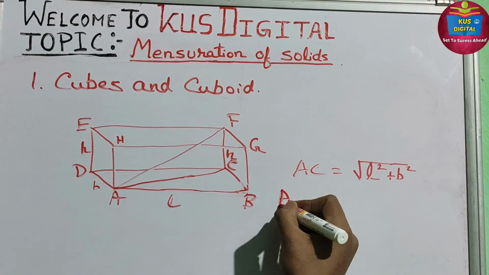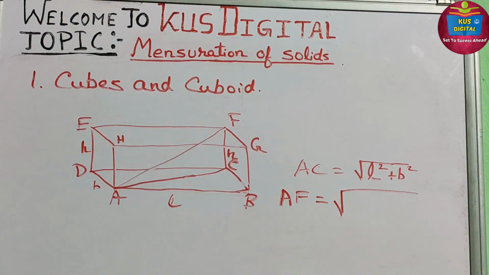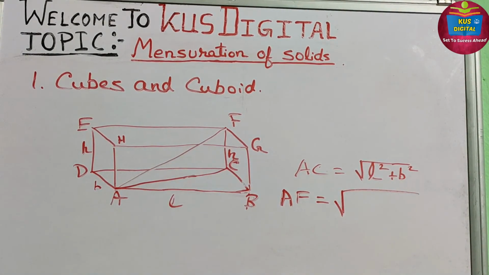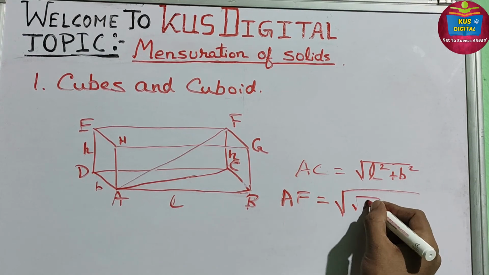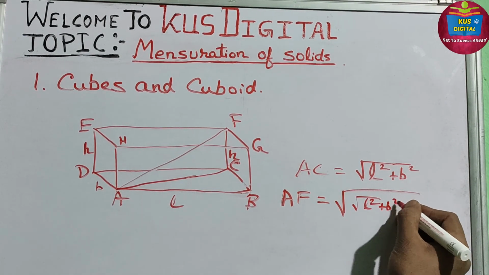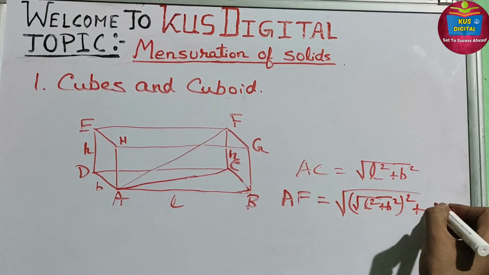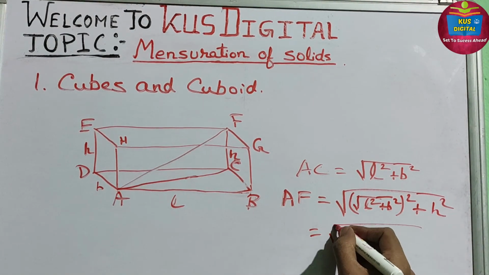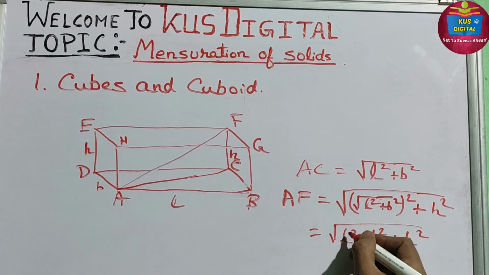So to find out AF, what will be AF? It is root over of, now see, same as cube, this is the hypotenuse of the right angle triangle ACF. So hypotenuse formula is root over of base square, that is AC, that is root over of length square plus breadth square, AC square, plus CF, that is height square, equals root over of length square plus breadth square plus height square.